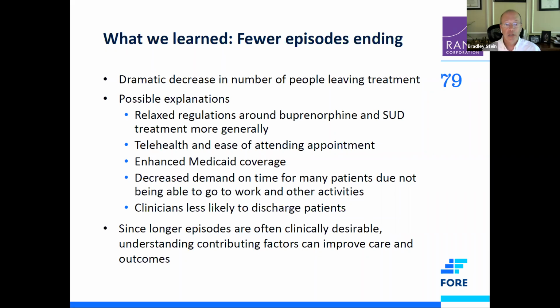Another explanation somewhat offered is clinicians being concerned about their own income may have been less likely to discharge patients. So there are a whole variety of possibilities here. I think the takeaway is, in general, we think longer buprenorphine treatment is desirable. So understanding the factors that contribute to people staying in treatment may be important, for us to learn from what happened during the pandemic and think about to what extent we may be able to support those things going forward. And as you see here, there are a variety of possible explanations that I think we need to understand better. Next slide, please.